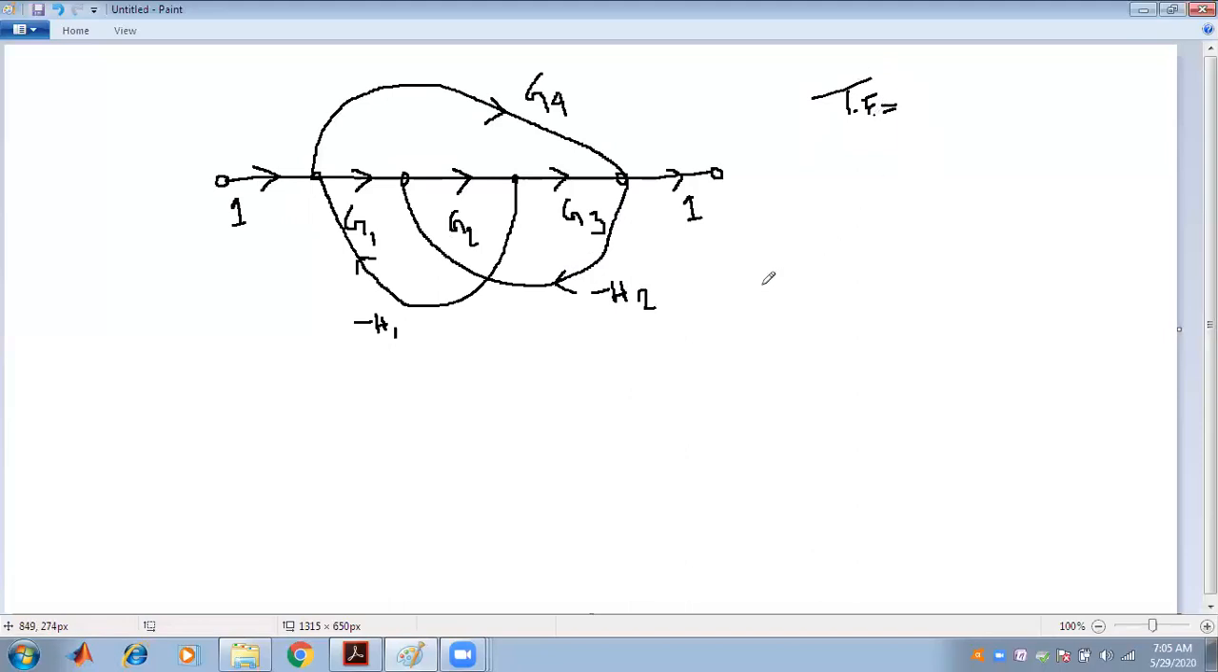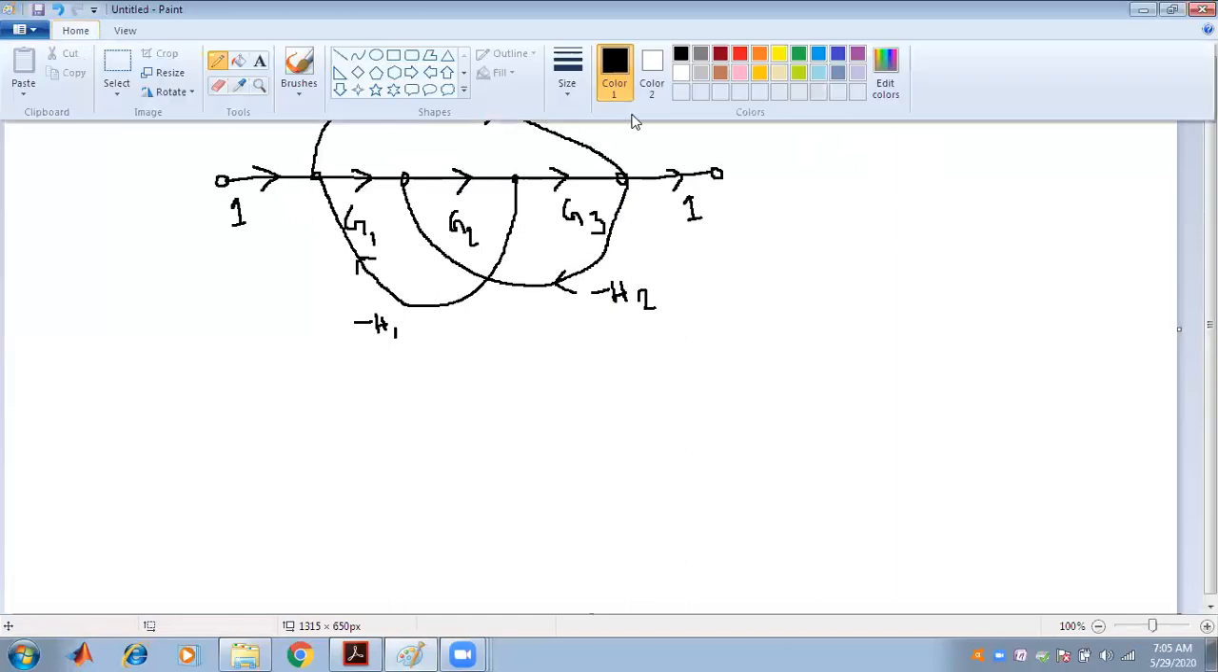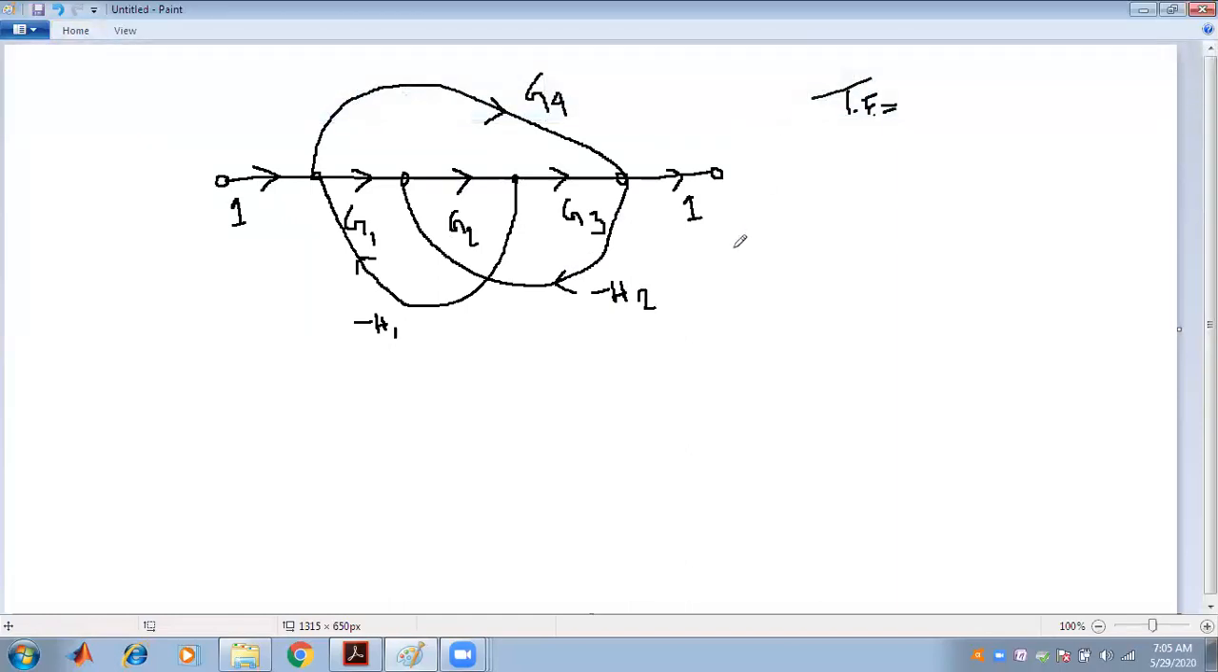So first we will concentrate on the forward paths. According to the Mason's gain formula, first we have to calculate the number of forward paths. Forward path means from the starting point we have to reach the end point, in the forward direction, depending on the direction of the arrows.